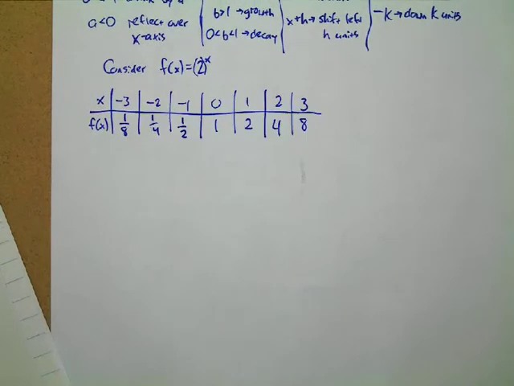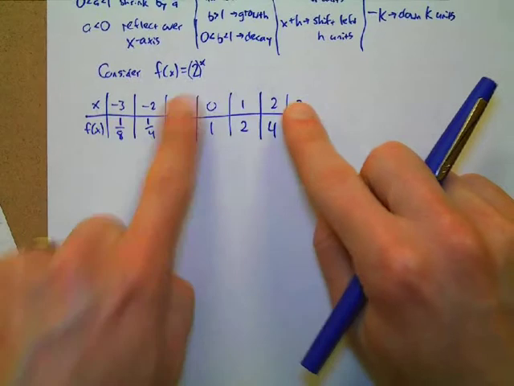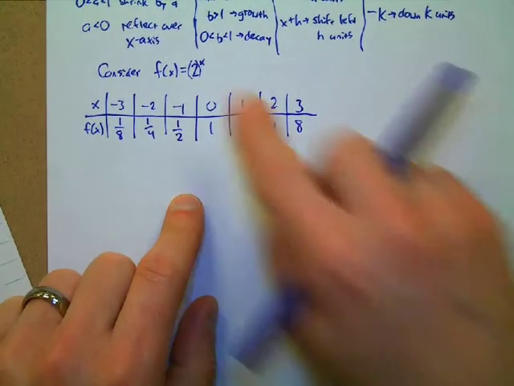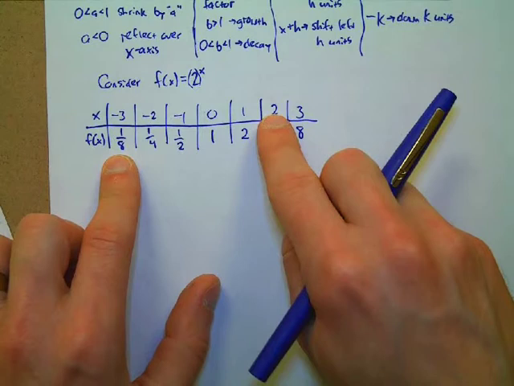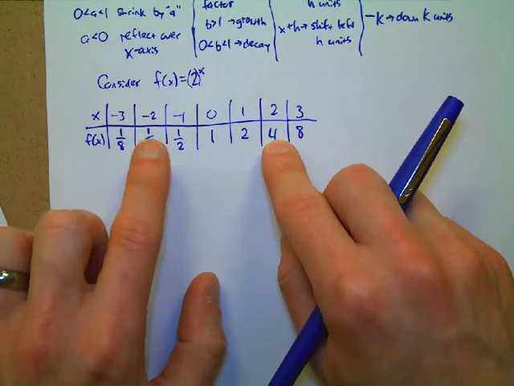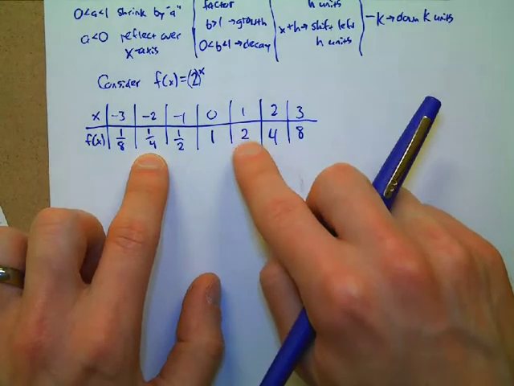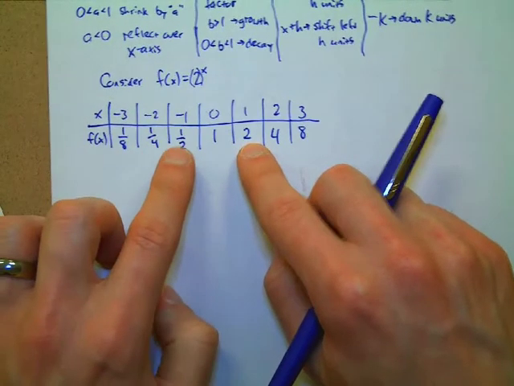Now, 2 to the positive 3 gives us 8. 2 to the negative 3 gives us 1/8, right? 2 to the positive 2 gives us 4. 2 to the negative 2 gives us 1/4. 2 to the 1 gives us 2. 2 to the negative 1 gives us 1/2. You see the pattern there?